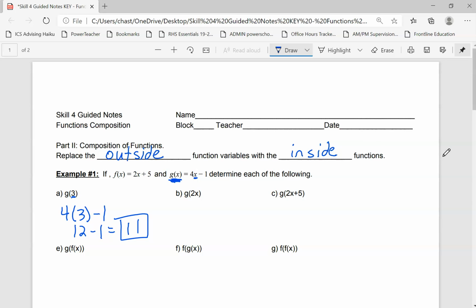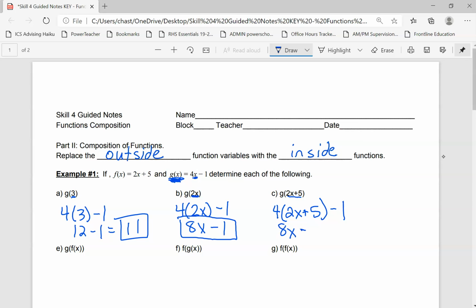Now, if I were asked to do g of 2x, I'm still using the g of x function, but I'm replacing the x with 2x. So it'll be 4 times 2x minus 1. You'll notice when we evaluate this one, we do not get a numeric answer. If I replace the x in the g of x function with 2x plus 5, I would have 4 times the quantity 2x plus 5 minus 1. So we distribute here, we get 8x plus 20 minus 1, which results in 8x plus 19.